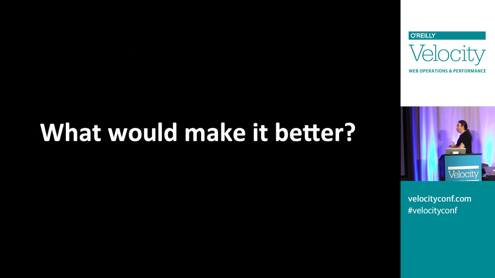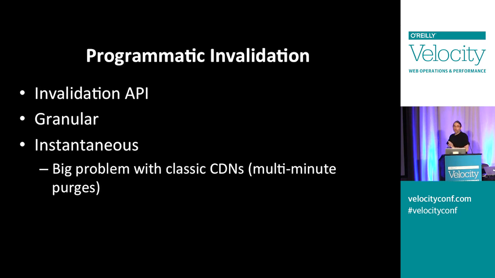What would make this all better? What would make us more comfortable with caching our dynamic or semi-dynamic or somewhat static content? Well, it needs to start with the invalidation framework. So caching, the RFC didn't give us one, but a programmatic invalidation API, let's say, or a programmatic invalidation mechanism to engage our CDN with would be quite beneficial. It would have to be granular, and most importantly, it would have to be instantaneous. It would be sort of for naught if this invalidation that we're doing with our CDN isn't instantaneous.